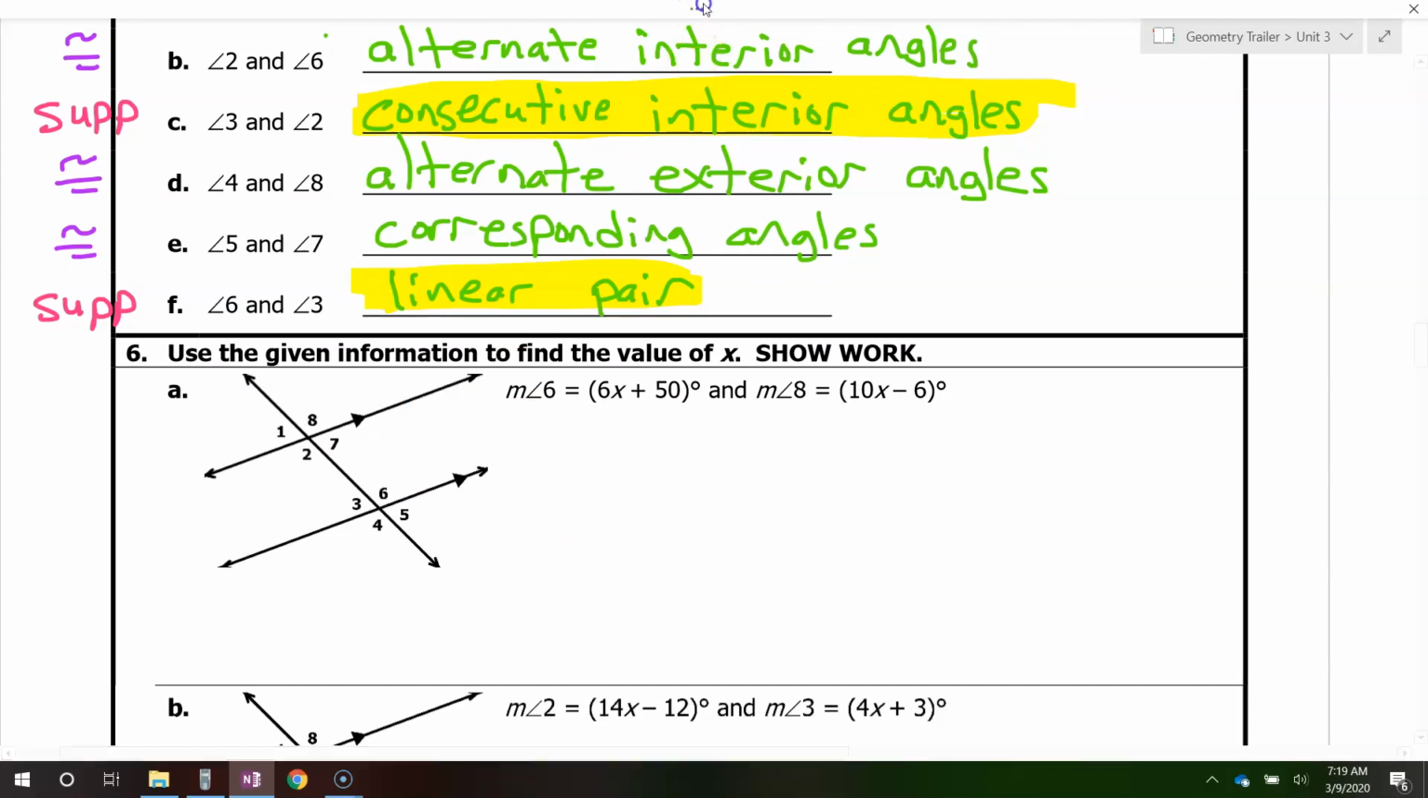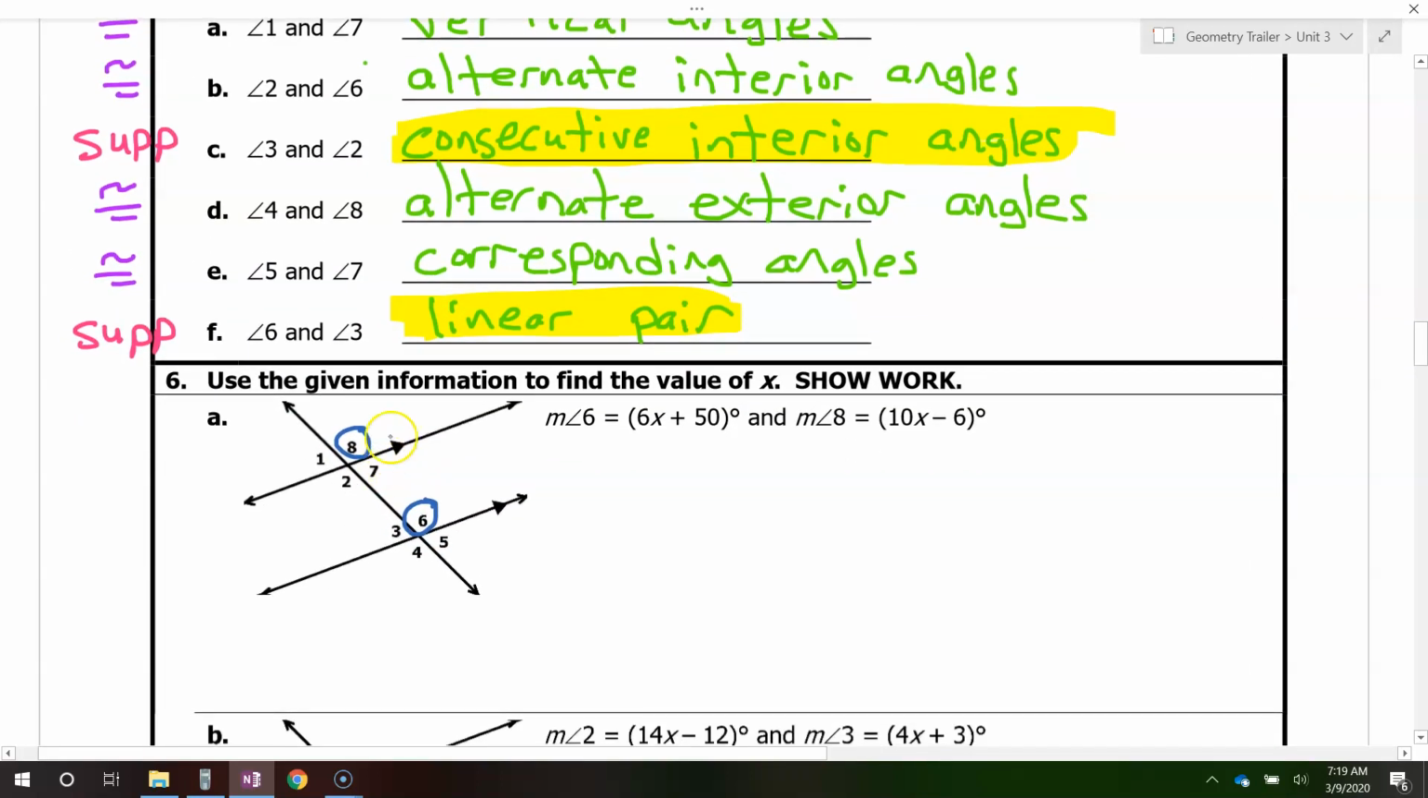All right, so angle 6 and angle 8. All right, these are corresponding angles. All right, they're in the same position. So they should straight up be congruent to each other. All right, corresponding angles are congruent when the lines are parallel. So I'm just going to set them equal to each other. So 10x minus 6 should equal 6x plus 50.